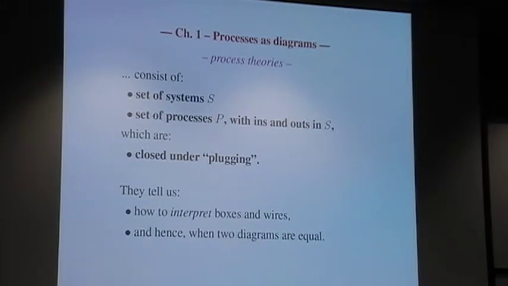So one of the things that such a process theory should tell us is how to interpret the boxes and the wires, and consequently when two diagrams are equal. This is the content of what you would call a process theory.